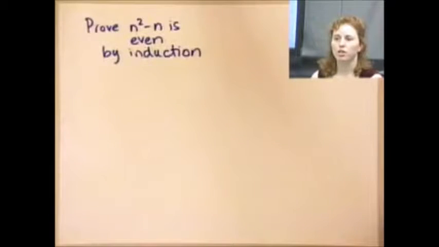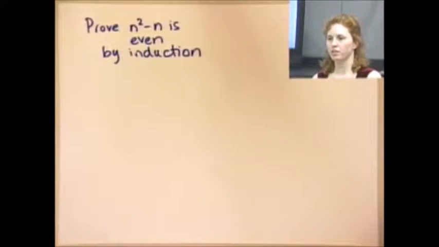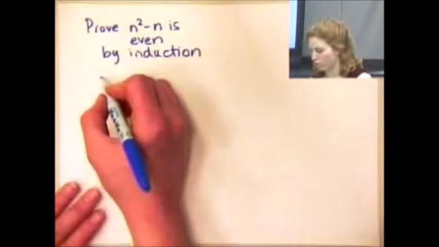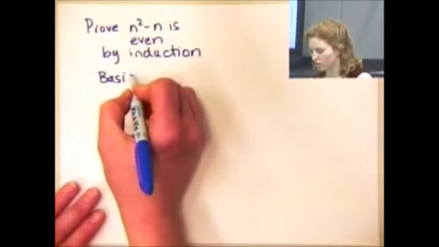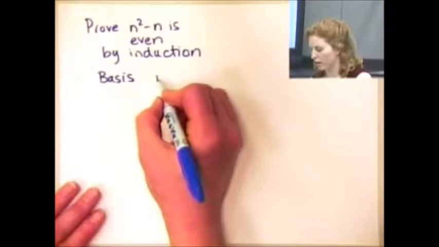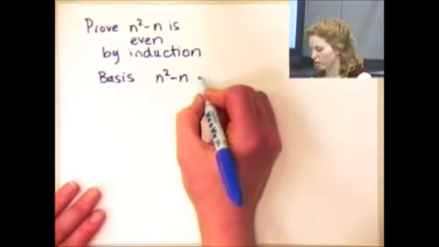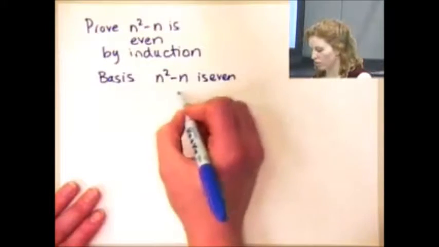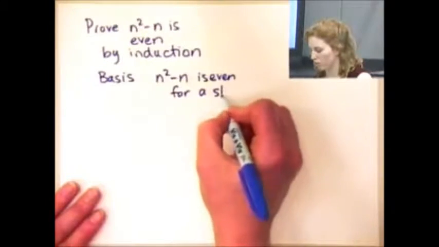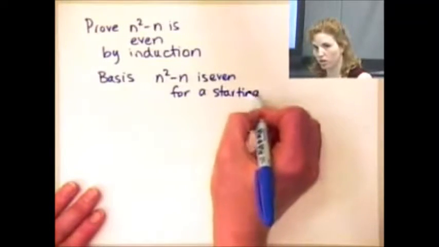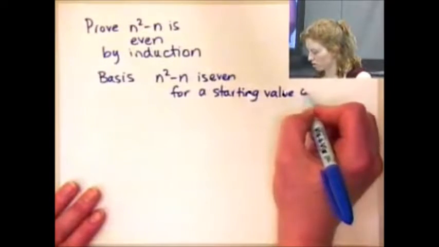Now, by induction means that what we're going to do is prove it for some starting point, and then we're going to assume that. We're going to prove a basis. So we're going to prove that n squared minus n is even for a starting value of n.